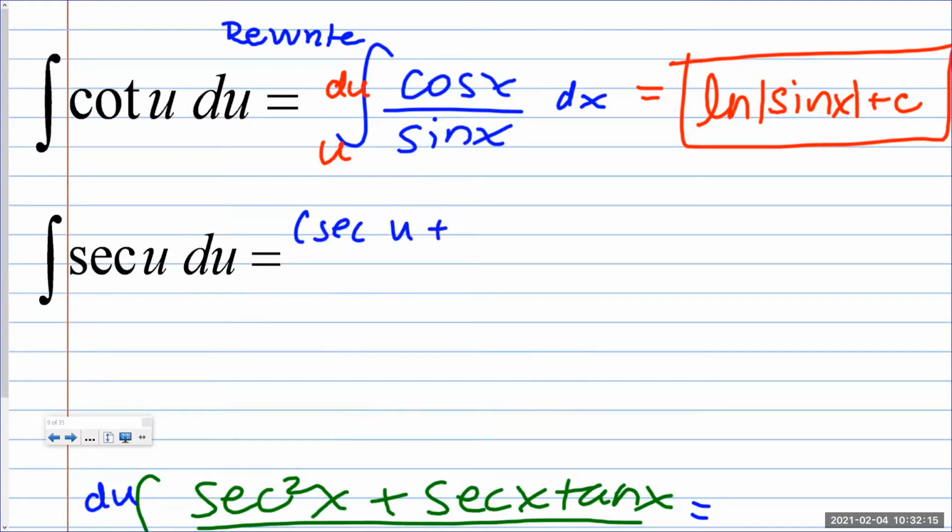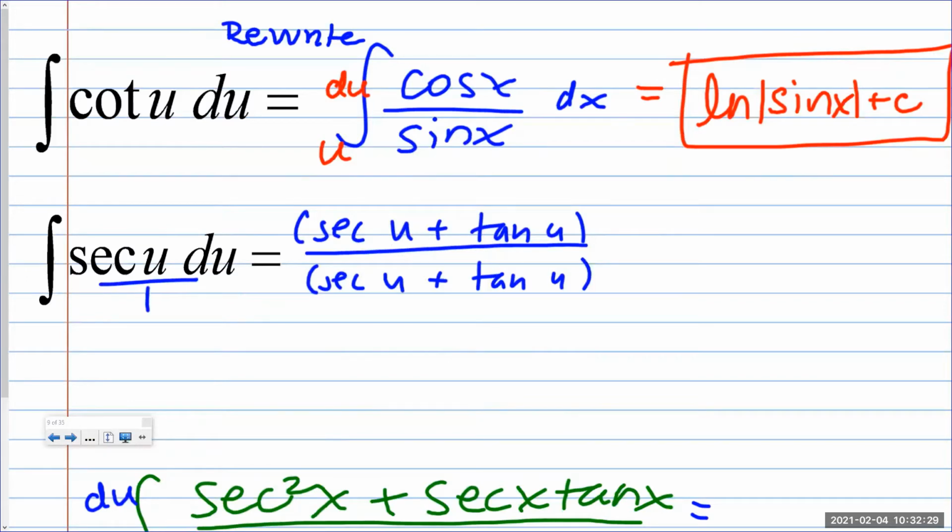If I multiply the top by secant u tangent u, and I multiply the bottom by secant u tangent u, that's like multiplying this thing by 1. It is a weird one, but it's just like multiplying it by 1. If I do that, this is really over 1.